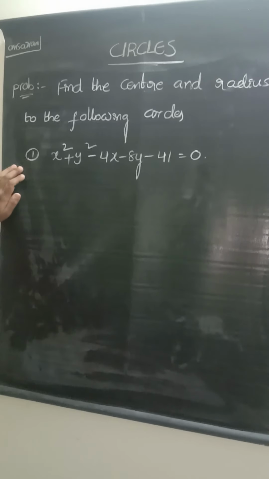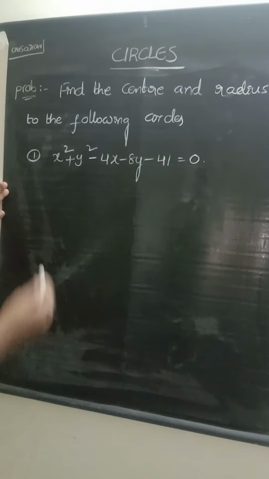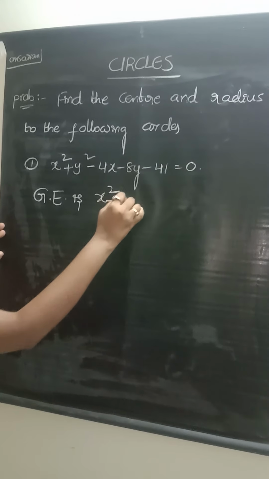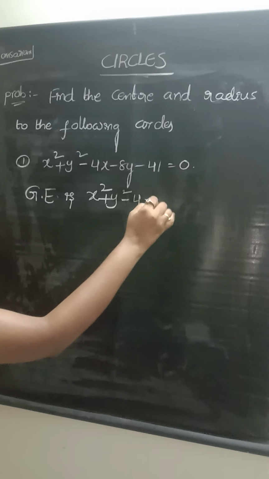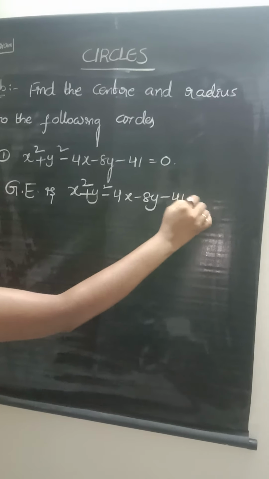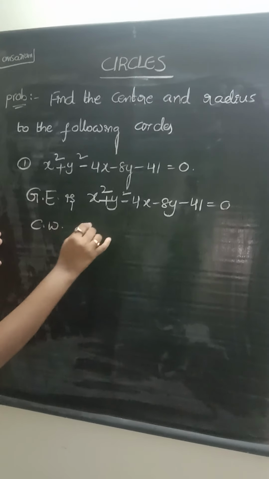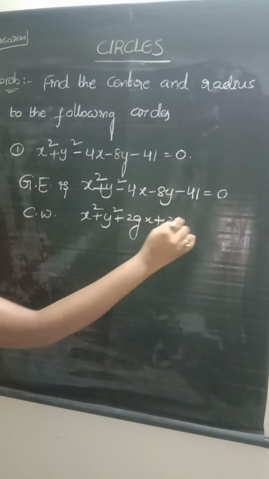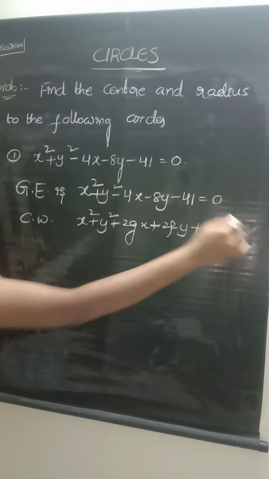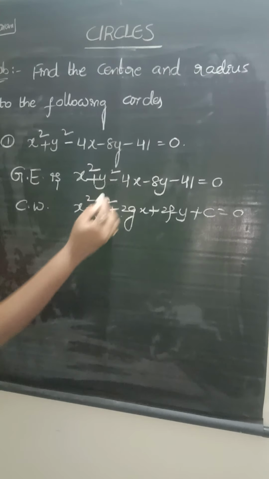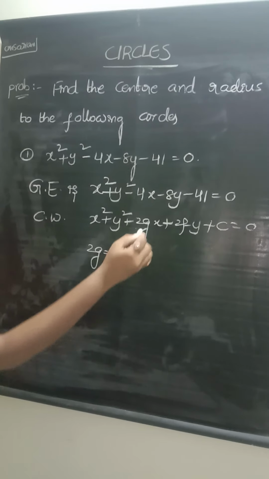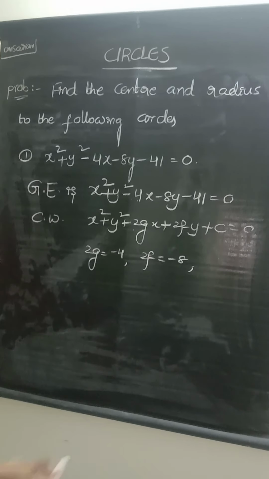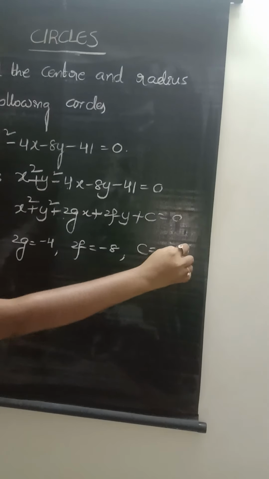So first we are comparing this equation with the standard form equation. The given equation is x square plus y square minus 4x minus 8y minus 41 equals 0. Compare with x square plus y square plus 2gx plus 2fy plus c is equal to 0. Then 2g is equal to minus 4, 2f is equal to minus 8, and c is equal to minus 41.